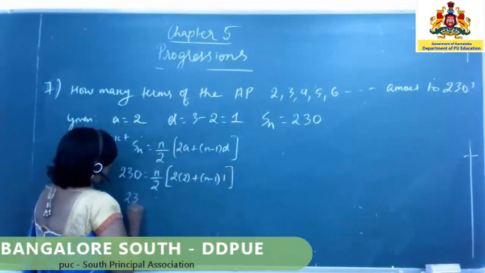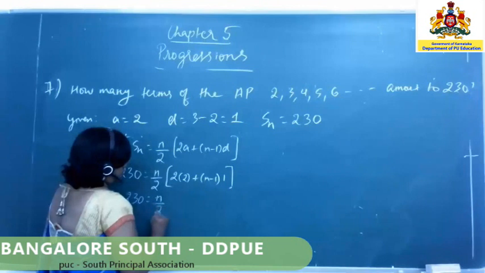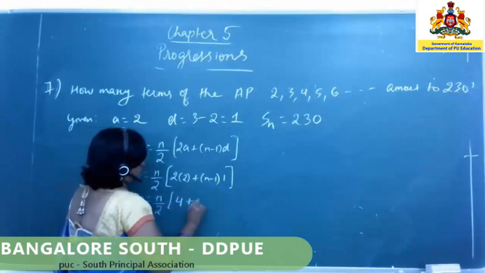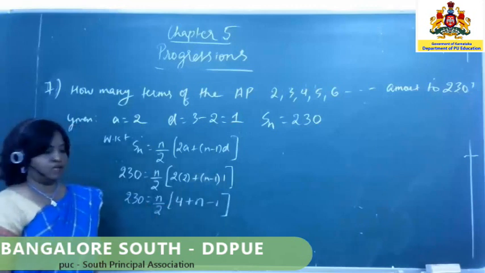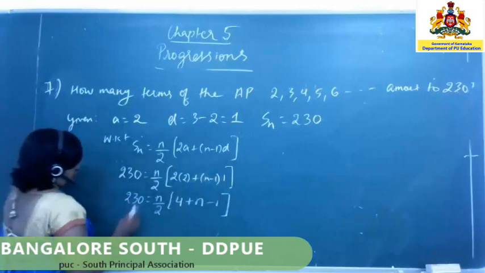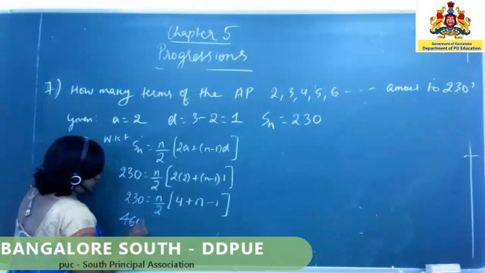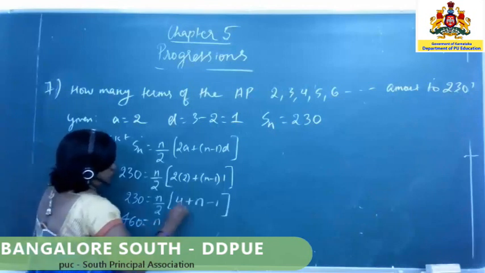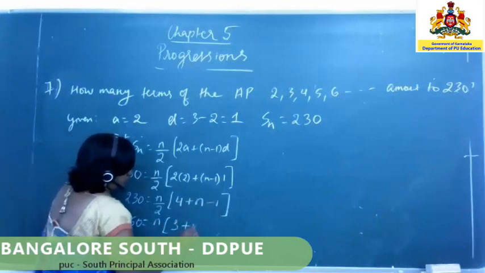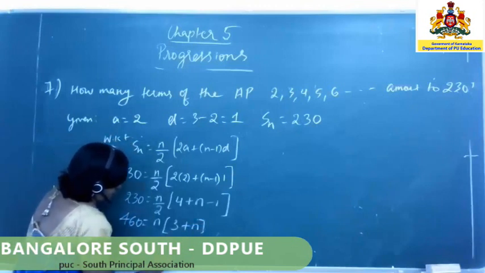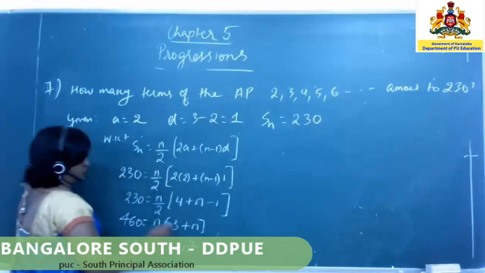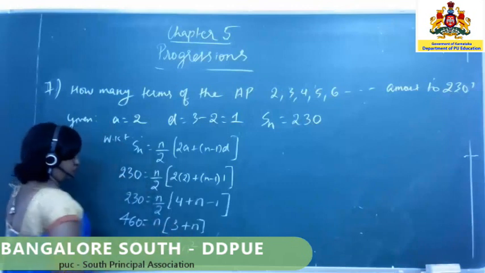So 230 is equal to n by 2 into 4 plus n minus 1. n minus 1 into 1 is n minus 1. Cross multiply: 460 is equal to n into 4 minus 1, 3 plus n. So 460 is equal to 3n plus n square. 3 into n, 3n, n into n, n square.